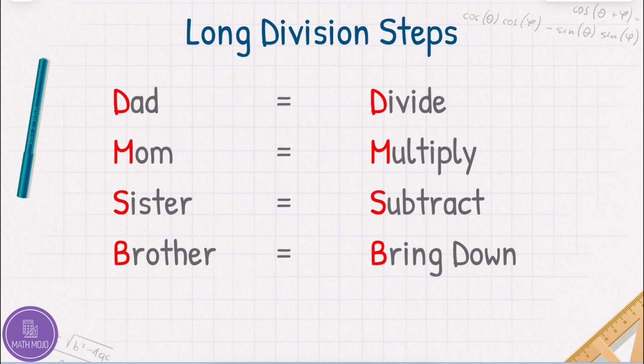Okay, and now we have some long division steps. So this is an acronym to help us remember the steps in order. So first of all, we start off by dividing, and then we multiply, and then we subtract, and then we bring down. So an easy way to remember this is dad, mom, sister, brother, in that order.